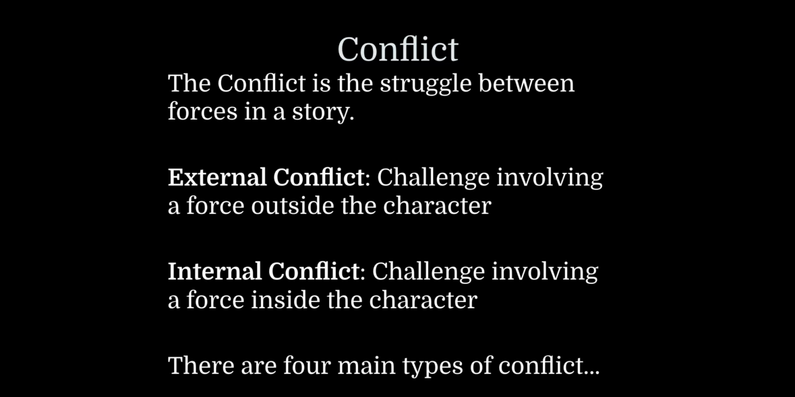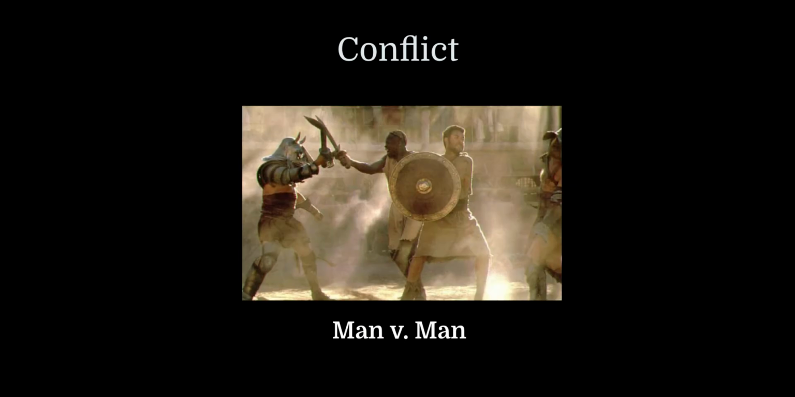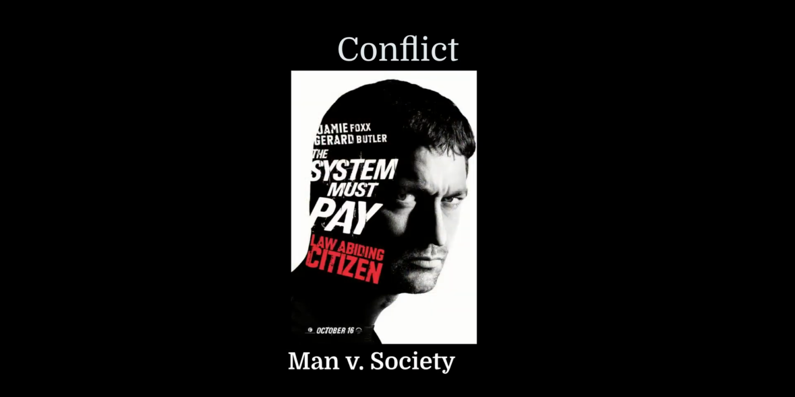Now, as we go through, we're going to talk about 4 main types of conflict. The first is man versus man. This one's easy. We have 2 sets of people who are fighting in conflict with each other. Man versus man. This is an external type of conflict.